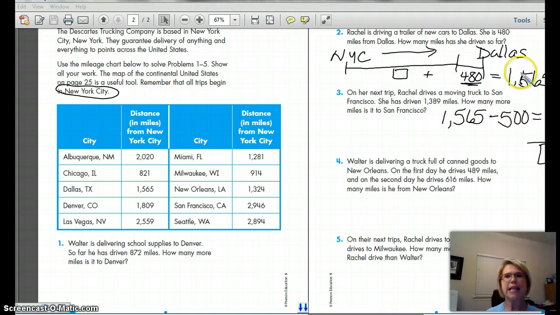So you'd write that in a complete sentence. So number two I did for you. When you get back in class tomorrow, I'm going to want you to do numbers 1, 3, 4, and 5 on your own. And I'll help you with any, or your classmates can help you if you're struggling with this.